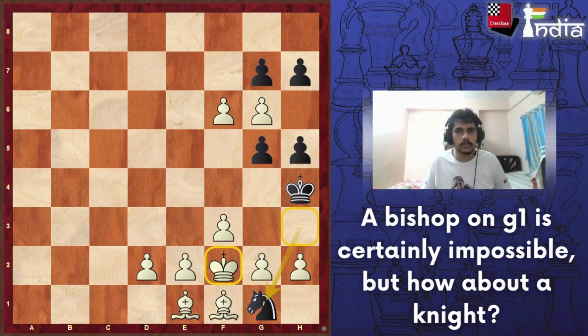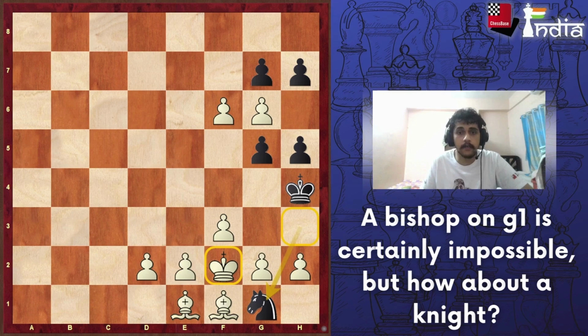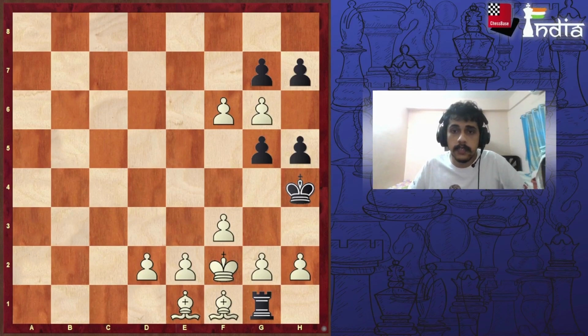Now we go to the most non-trivial case of this entire puzzle. What if we have a rook on g1? Would that position be legal? This is by far the most interesting case in this entire solution.